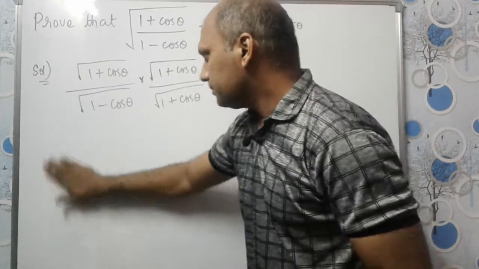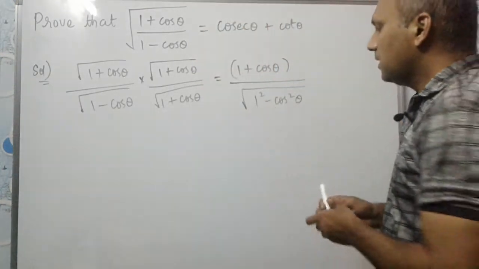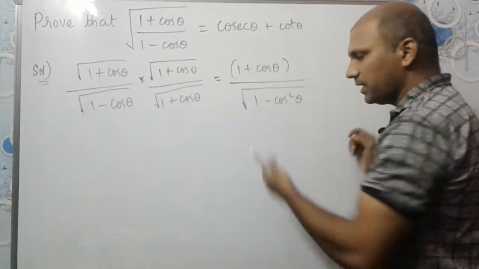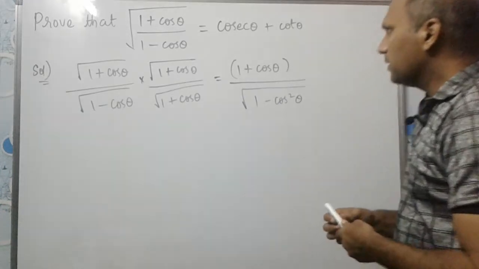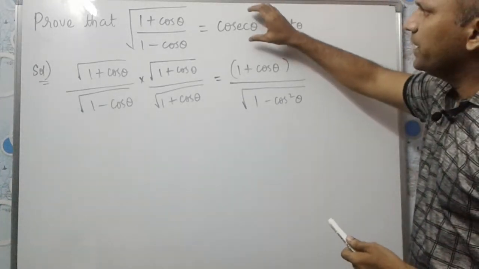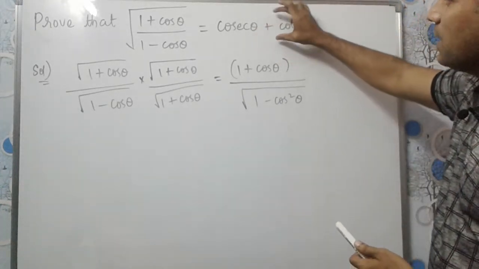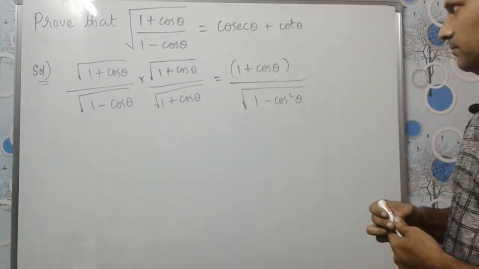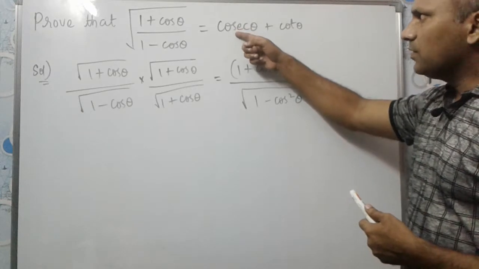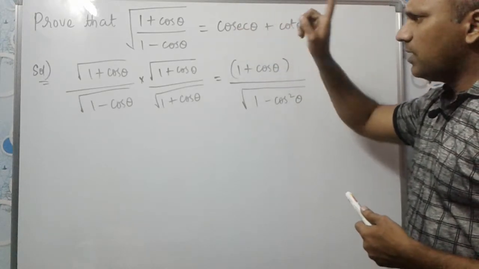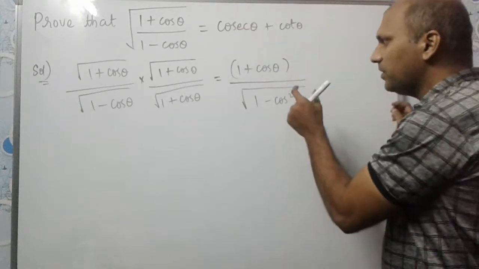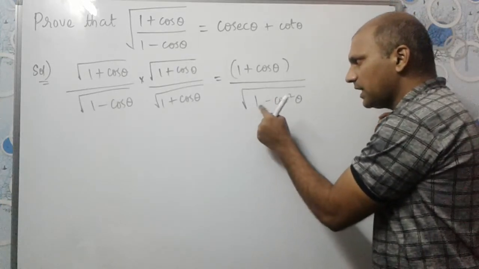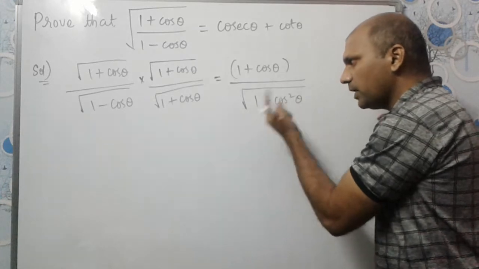Now this 1 square is 1, so we have 1 minus cos square theta. If you observe carefully, what do we need? We need cosecant theta plus cot theta. Cosecant is 1 by sine, which means we need sine in the denominator, but we have cos square. So can we write 1 minus cos square in terms of sine?